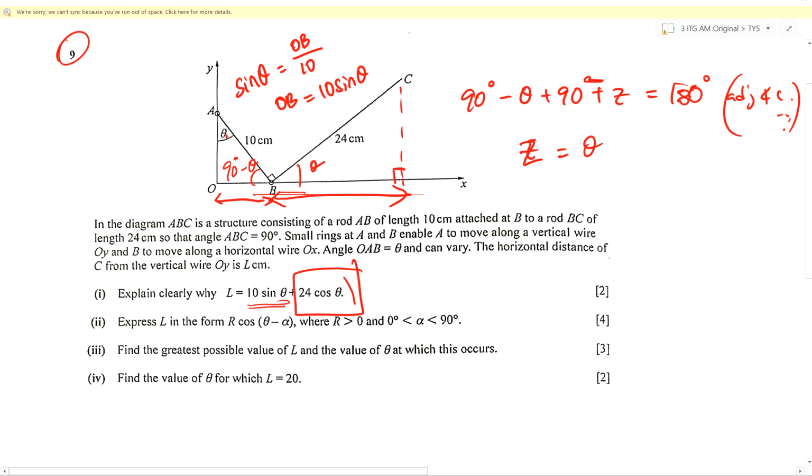So to find the horizontal distance using a right angle triangle, the hypotenuse is given, 24 cm. Cosine is adjacent over hypotenuse, that is our unknown, ADJ over 24. Adjacent equals 24 cosine theta. And that was what they asked us to show. So add them up, get the answer.